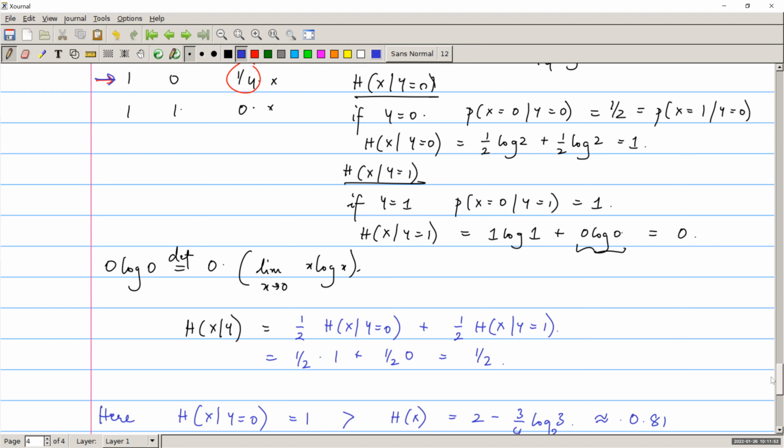What is the amount of information that you get when you observe x in the second step? This means that h of x given y on an average is less than or equal to h of x always. But for an individual observation, you could increase the uncertainty in x once you observe that y equals 0 here.